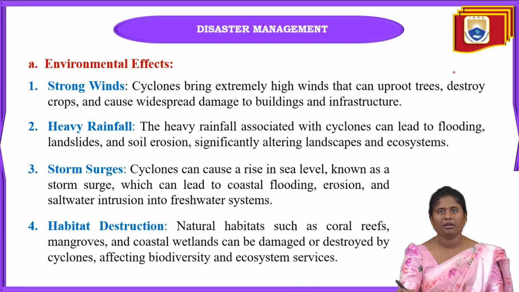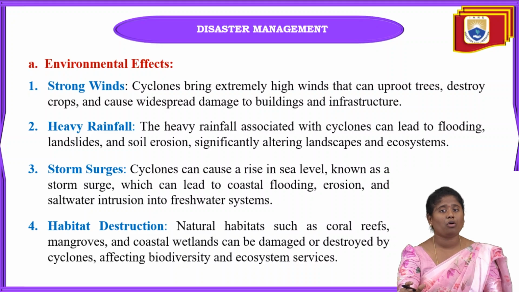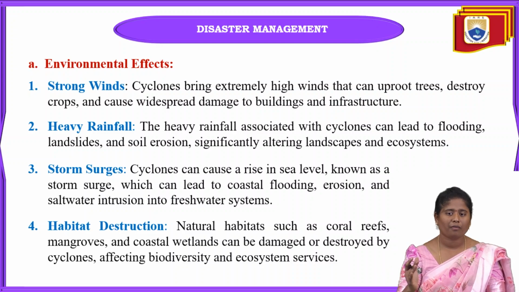In these environmental effects, cyclones are mainly caused by strong winds. Why? Because strong winds travel at speeds above 150 miles per hour, and at that speed these cyclones are easily started. Because of these high winds, trees that are hundreds of years old can be uprooted and easily washed out, because at that speed any object traveling can be washed out.